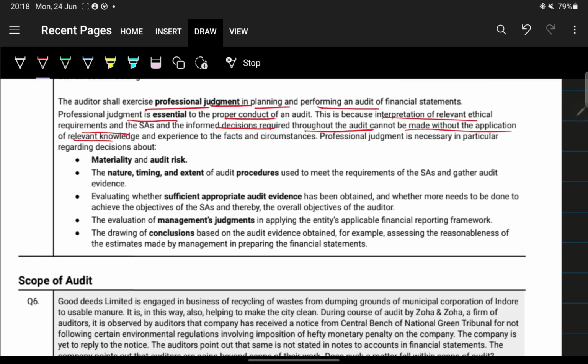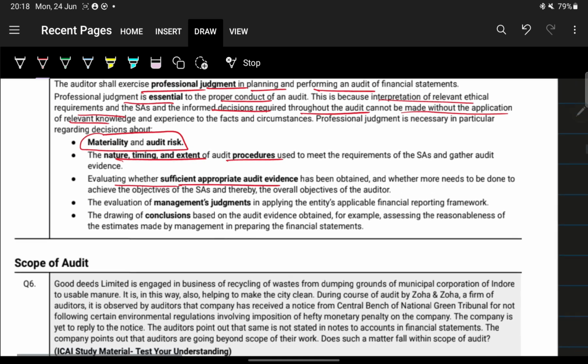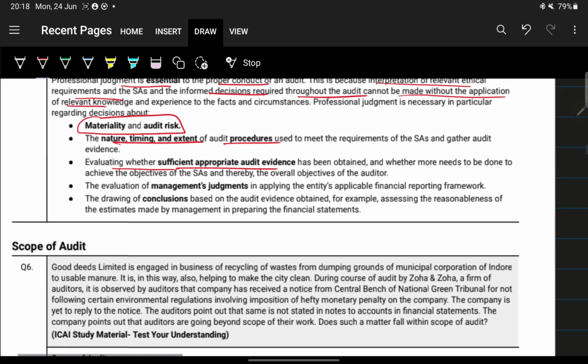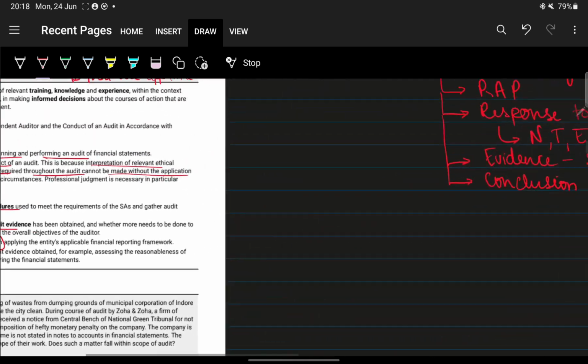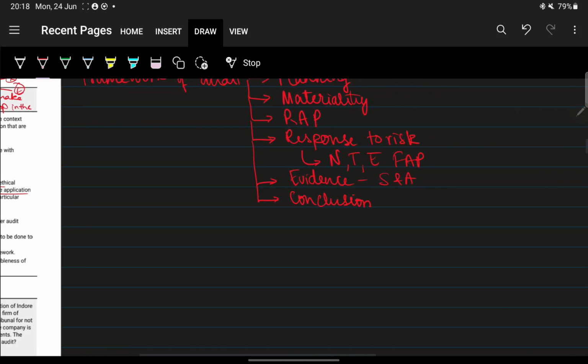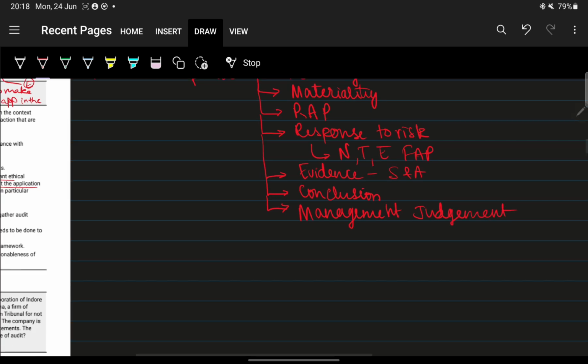Okay, so wherein all will he use this? He will use it in materiality and audit risk, nature, timing, and extent of audit procedures, evaluating whether sufficient and appropriate audit evidence has been obtained, right? And evaluating the management judgments and drawing of conclusions. Okay, I think except for management judgment we have covered everything here. Okay, we'll just add management judgment also here. Okay, so management judgment. Okay, next.